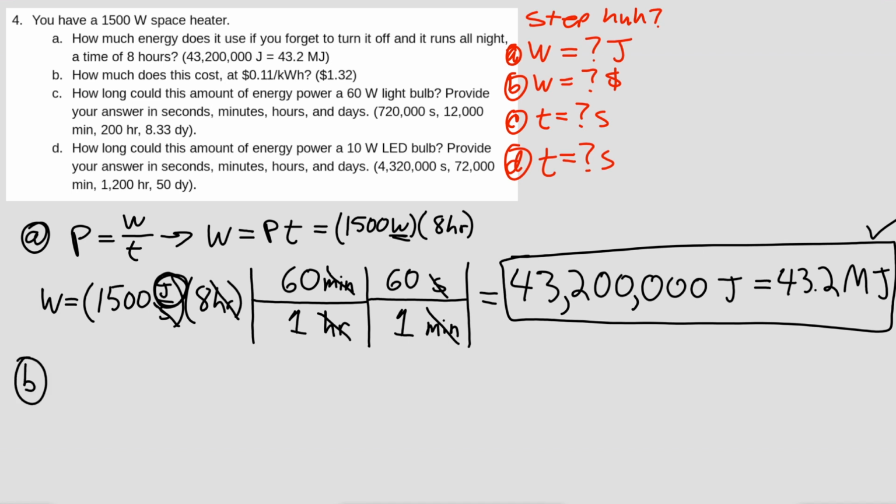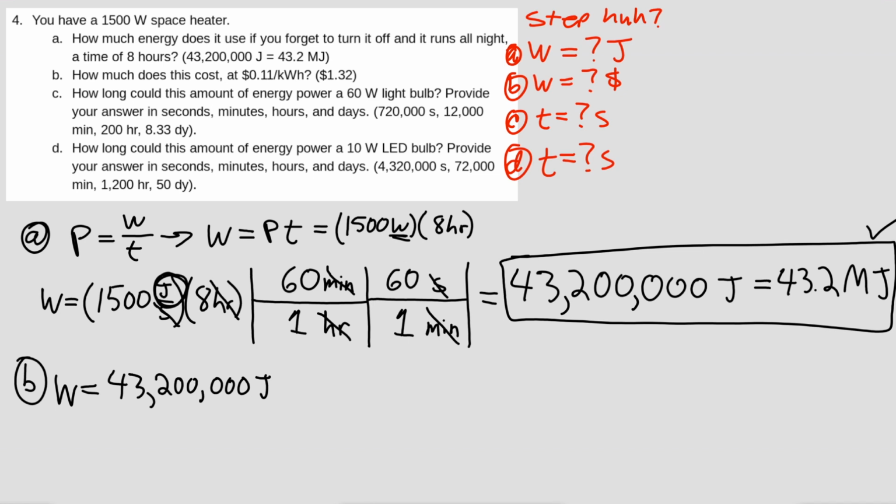So I don't actually need a formula for this. This is really just 100% a field goal post problem. What I've got to do is start with the amount of work we have. Work is equal to 43,200,000 joules. And I need to do a bunch of field goal posts until I have converted that amount of work into money.